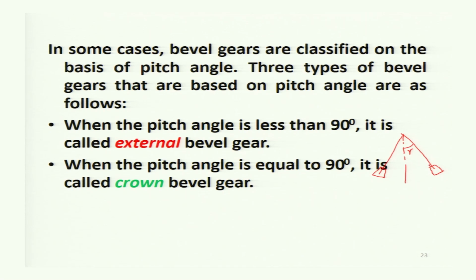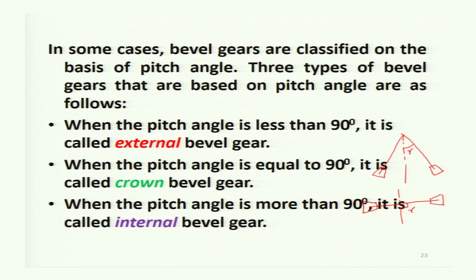In that case, what will happen? This will become like this. This is the axis of rotation and this angle is 90 degrees, gamma is 90 degrees, and so the gear tooth will be like this. It is just analogous to the rack in the case of spur gear.